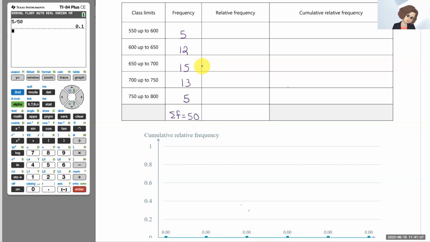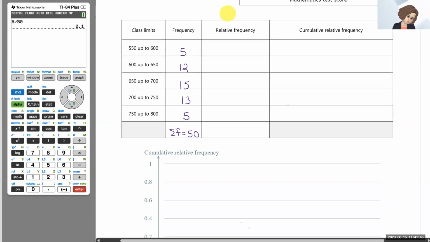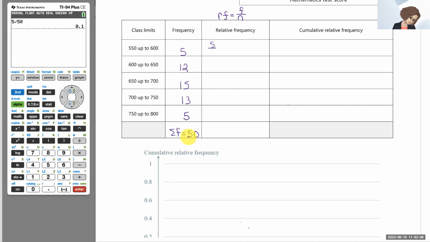And we're going to need cumulative relative frequency. So let's first start with these as relative frequencies. As a reminder, relative frequency means you take the frequency of the group and divide by n, the total number in the study. All right, so let's start with the 5. 5 students scored from 550 to 600. So that's 5 students out of 50. That's our relative frequency as a fraction.